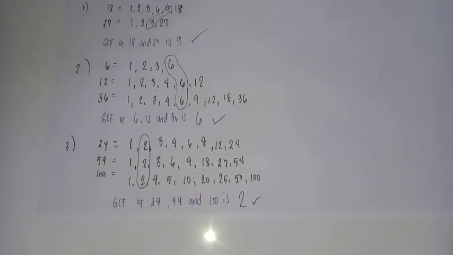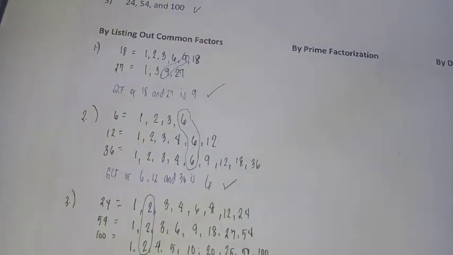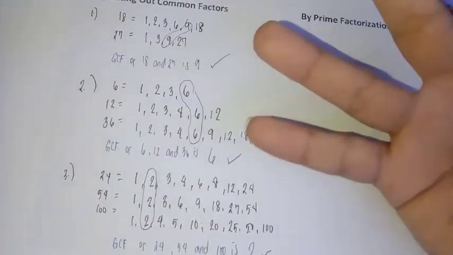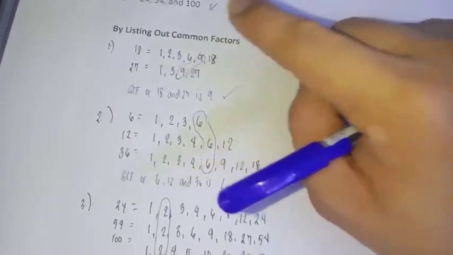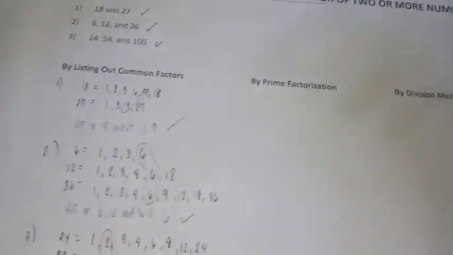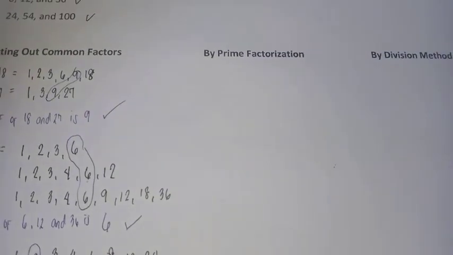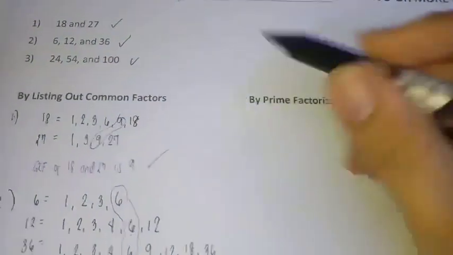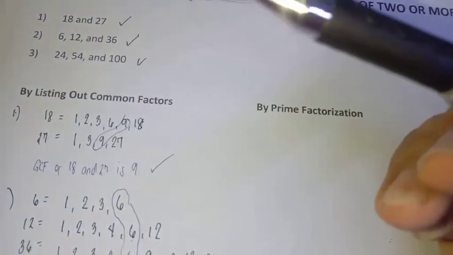Okay. So these are ways to find the GCF of 2 or more numbers. Again, the first method that we have is by listing out common factors. So let's now proceed to the second method, which is the prime factorization. So gagamit tayo ng same number. Titingnan natin if the GCF of 18 and 27 is really 9.